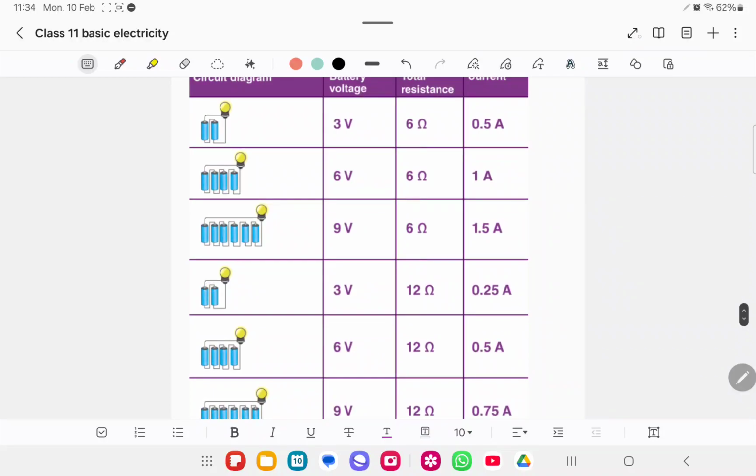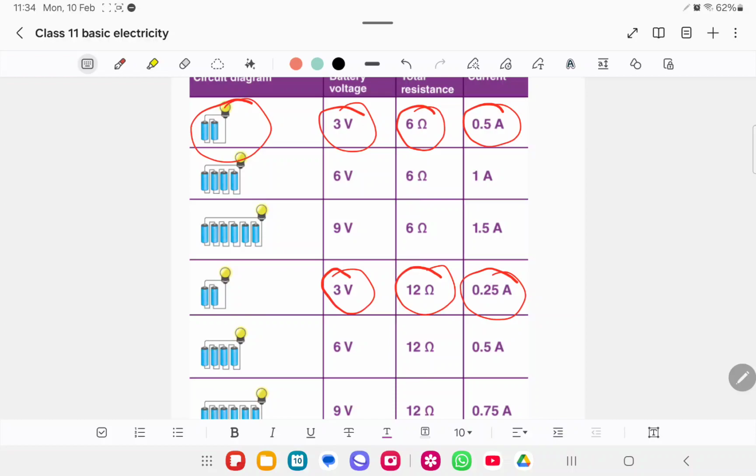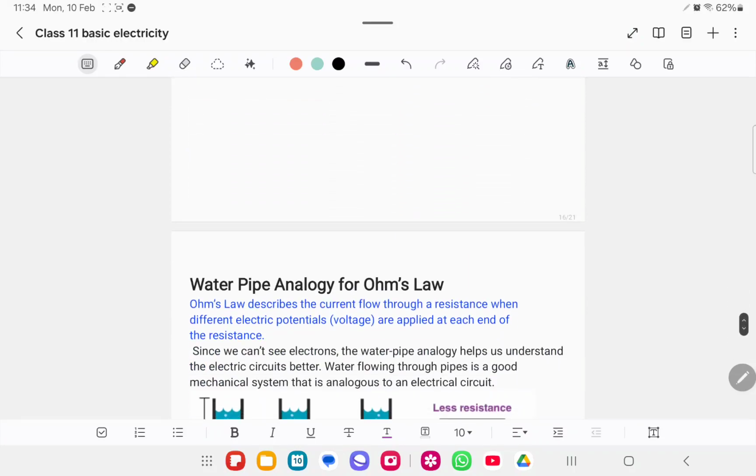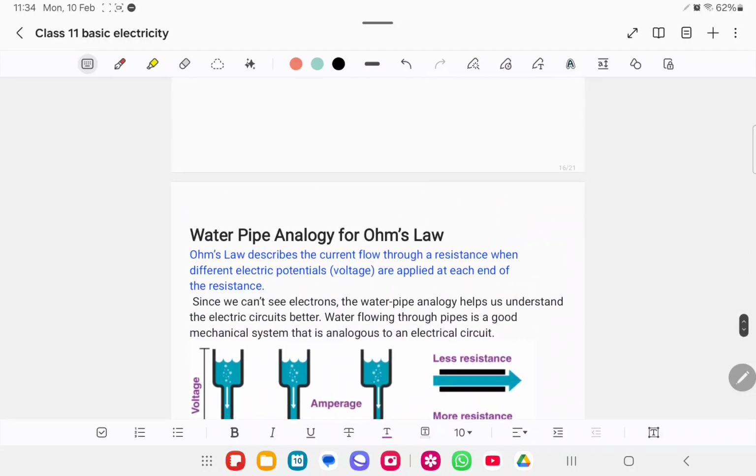In this first case there is a 3 volt supply that we have applied. Now the resistance is 6 ohm, and you can see 0.5 ampere of current. With the same 3 volts but more resistance, the current is reducing to a quarter, so half becomes a quarter. So this is how they are related, and this is how we relate them.